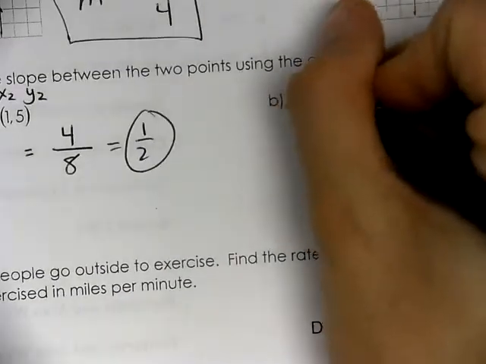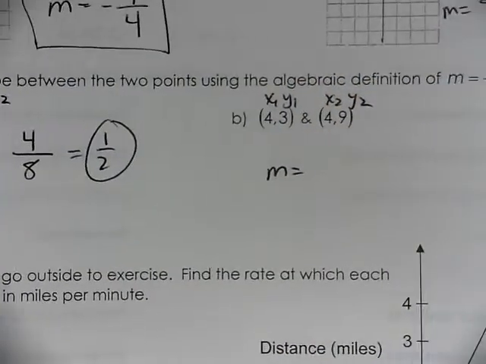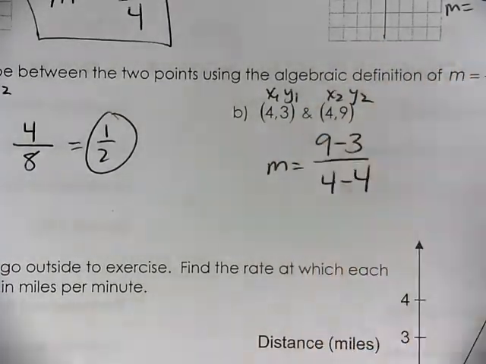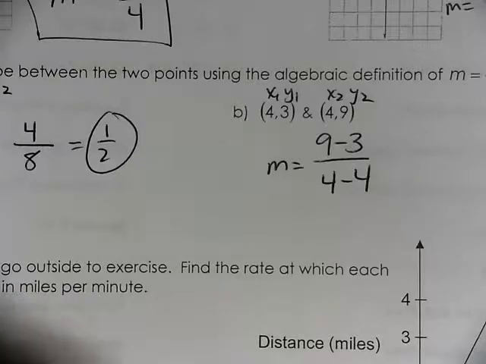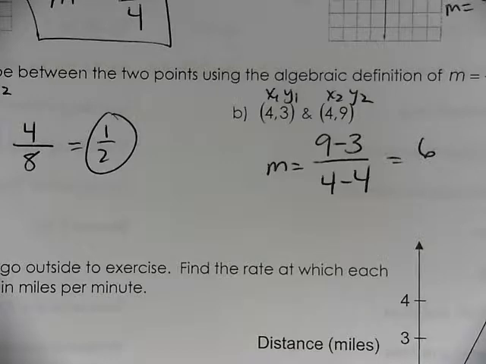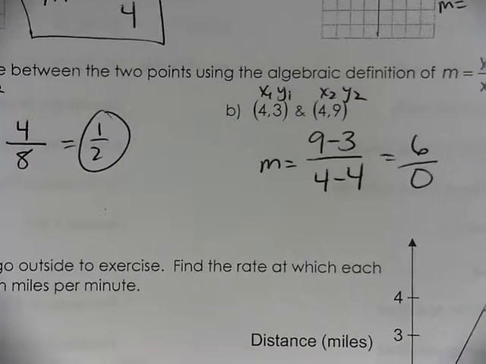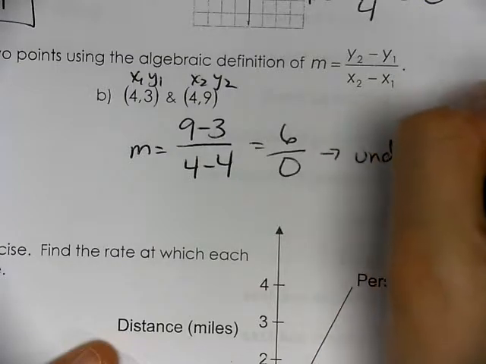So then B, the slope there would be 9 minus 3 over 4 minus 4. What's 9 minus 3? 9 minus 3. Thank you. 4 minus 4. Can you divide by 0? In math? No, so this is where you get the undefined.